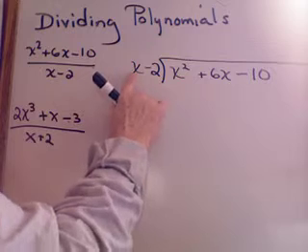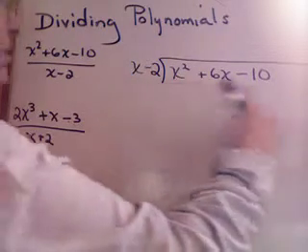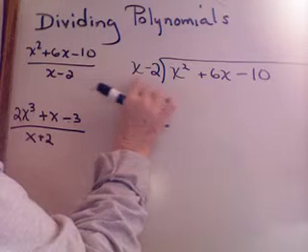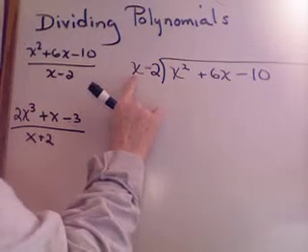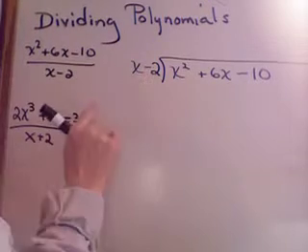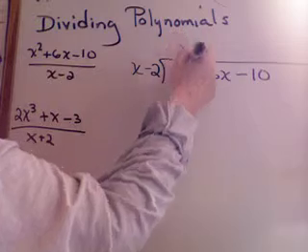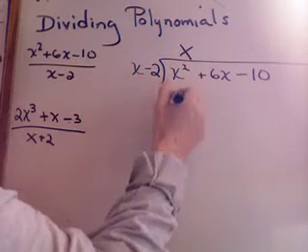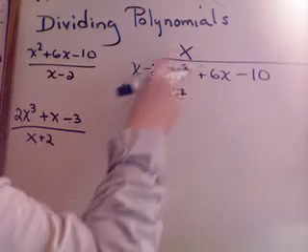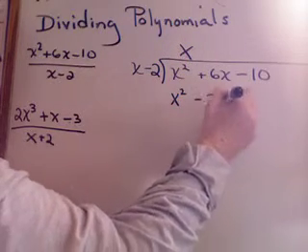All right, so first thing I do is when I want to divide x minus 2 into this whole thing, I really just look at the first term here and the first term here. And I think multiplication. What multiplied by x would give me x squared? And that's easy, x, right? So then I go x times x, x squared. x times minus 2, minus 2x.